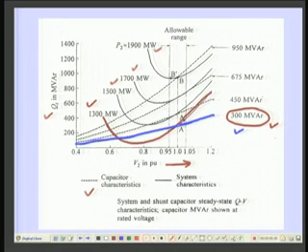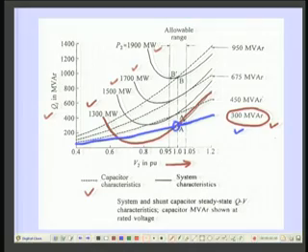Now, the operating point is determined by the intersection of the QV curve of the load with the QV curve of the shunt capacitor. If you see the slope of the QV curve of the capacitor at this intersection point, it is less than the slope of the QV curve of the load. That is, this is a stable point.